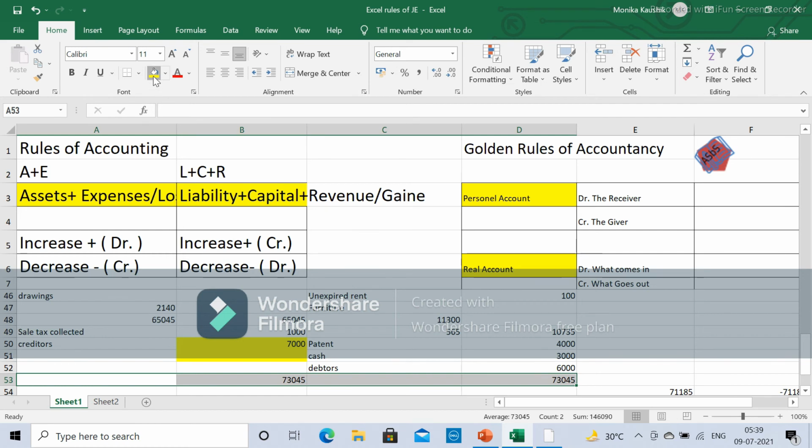Okay guys, that's it for today. Very quickly I will upload one more unsolved numerical if I feel that it's important. Otherwise we will have to start another chapter. Final accounts with adjustments is also completed.